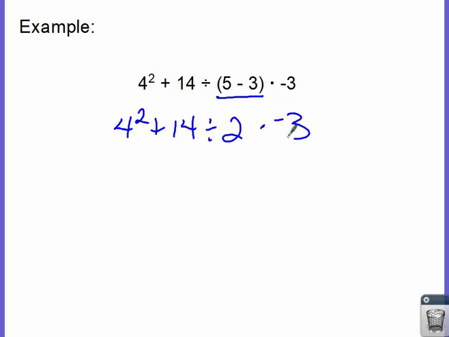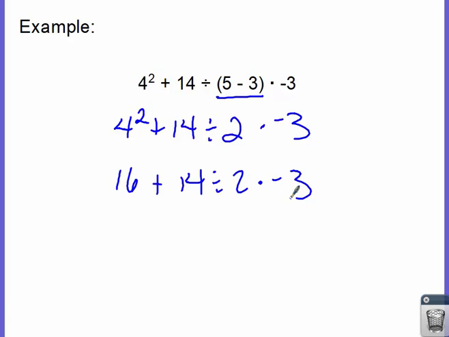So first is parentheses, next is exponents. So that means I'm going to do the 4 to the second power. But we need to remember that 4 to the second power means 4 times 4, not 4 plus 4, or 4 times 2. So this would give us 16 plus then the 14 divided by 2 times negative 3.